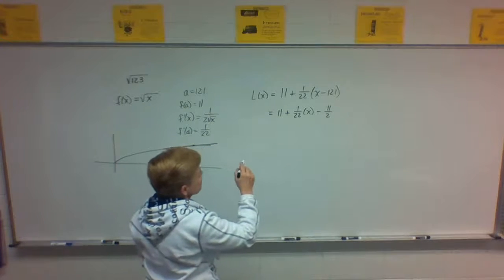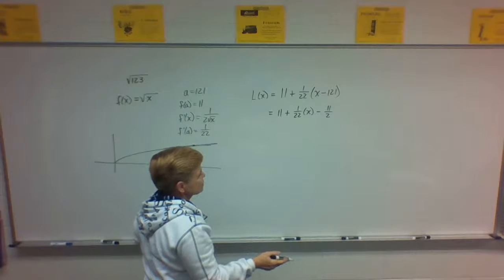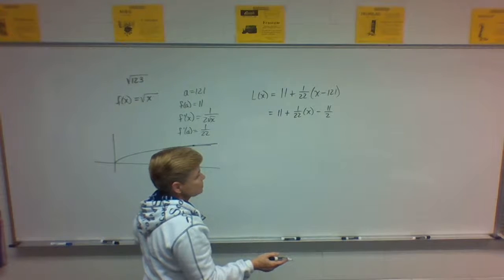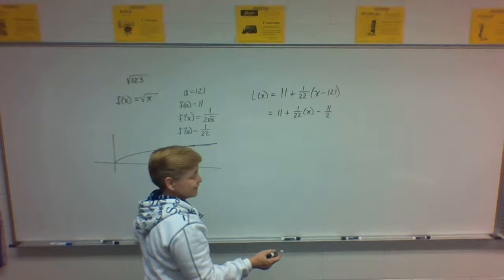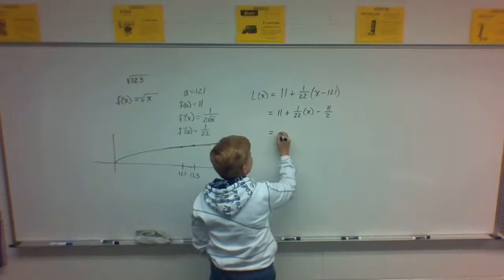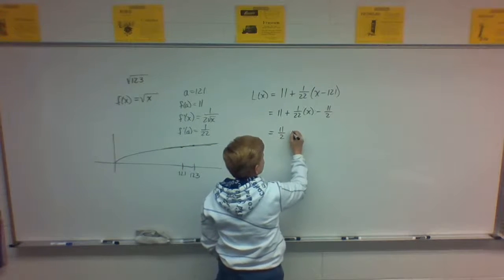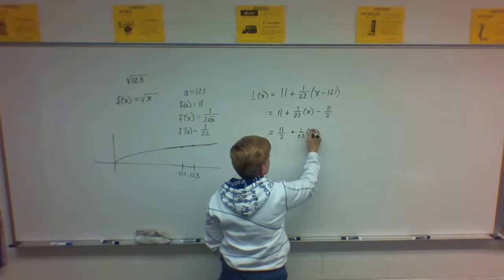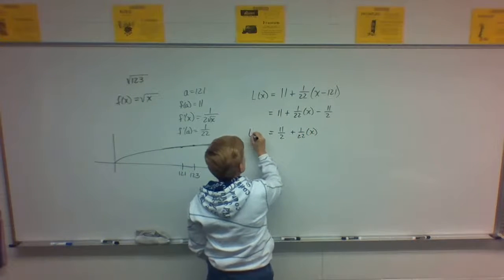What is 11 minus 11 halves? 11 halves. Oh, nice. So it's x over 22 plus 11 halves. There is our linearization.